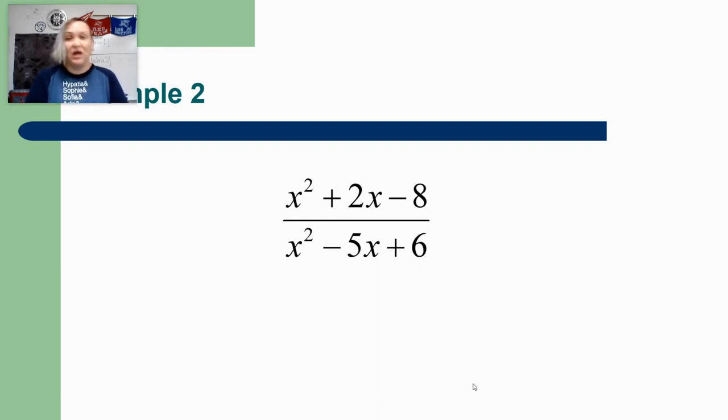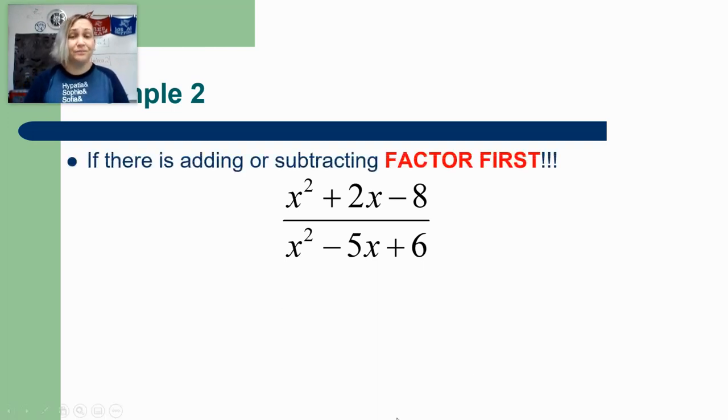In this example, I have a fraction with two trinomials, one on top and one on the bottom. Now, when you have an adding or subtracting problem, you cannot just cancel out the pieces of it. You can only cancel out parts of a multiplication problem. And so if you ever see adding or subtracting inside of a fraction, the first thing that comes to your mind needs to be, I have to factor.